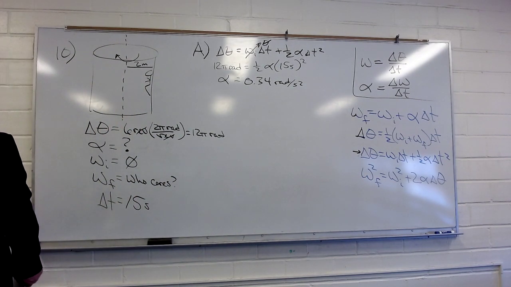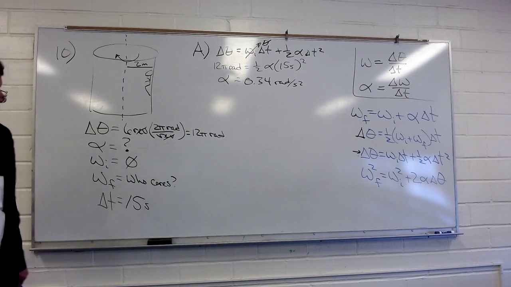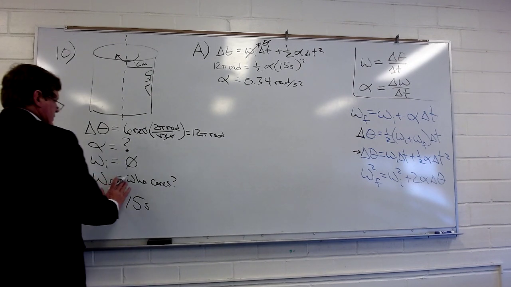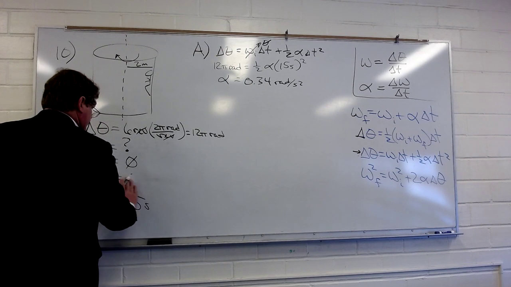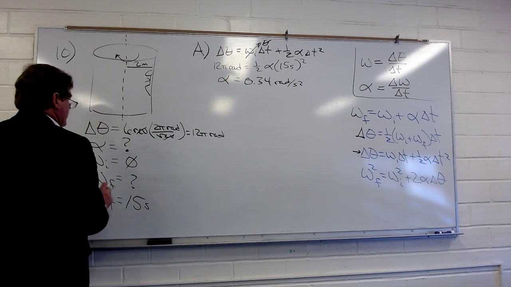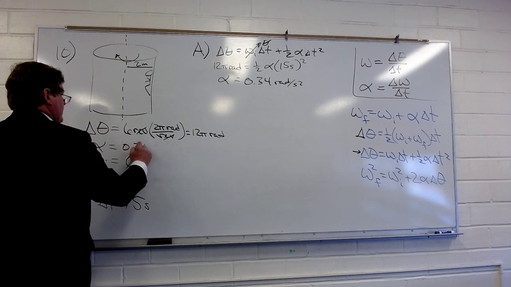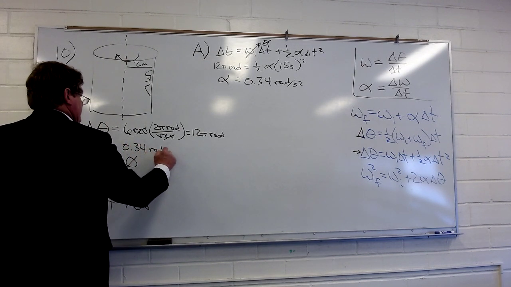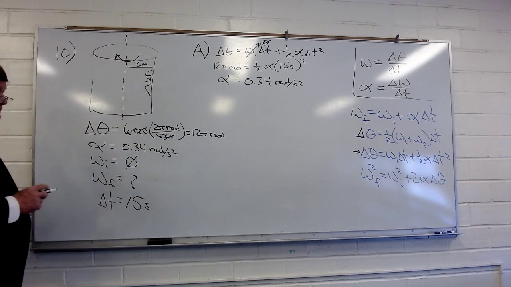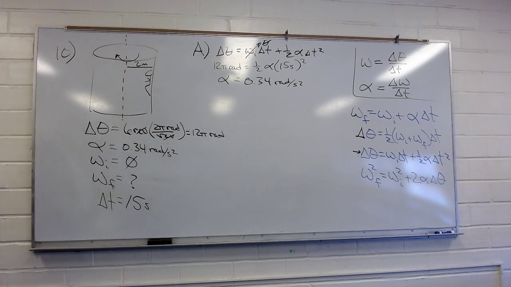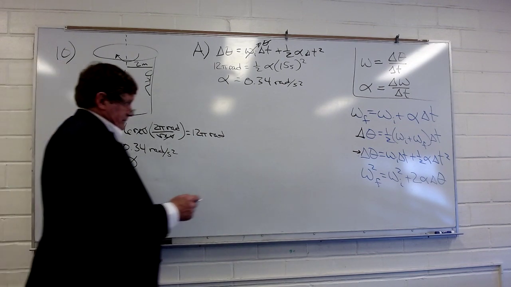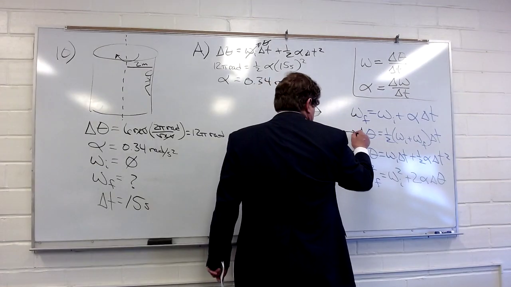In part B, we want to find the final angular speed of the room. So now this is promoted from who cares to this is what we're looking for. And this is 0.34 radians per second squared. Well, now I want to use an equation that has omega final in it. I'm going to use this equation here.